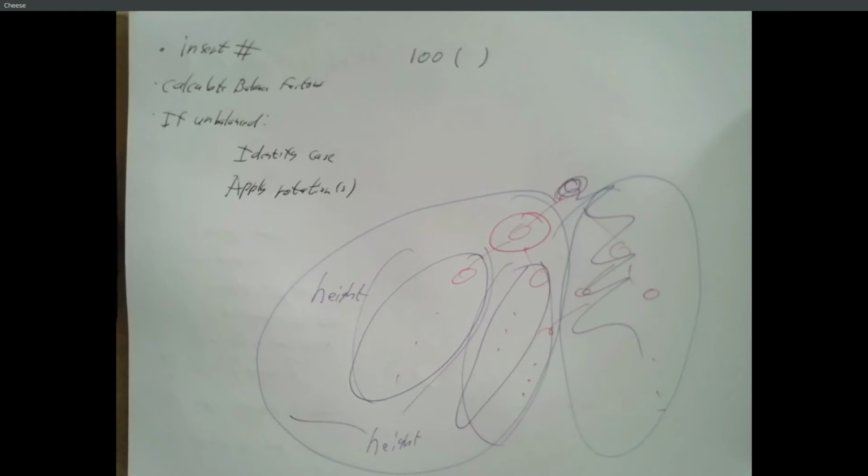The height of a null tree is what? -1. The height of a single node is 0. The height of a tree like this is the same as the height of a tree like this, which is the same as the height of a tree like this, which is 1. And so on.